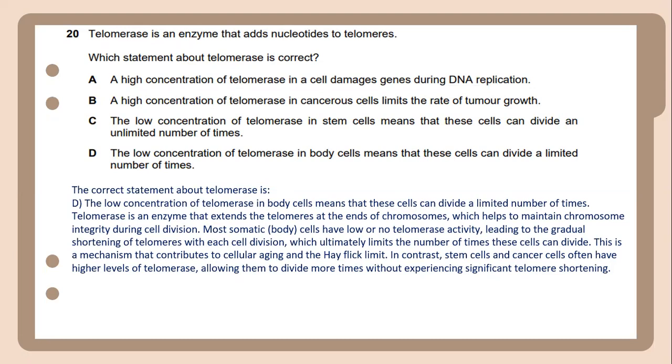Telomerase is an enzyme that extends the telomeres at the end of chromosomes, which helps to maintain chromosome integrity during cell division. Most somatic body cells have low or no telomerase activity, leading to the gradual shortening of telomeres with each cell division, which ultimately limits the number of times these cells can divide. This is a mechanism that contributes to cellular aging and the Hayflick limit. In contrast, stem cells and cancer cells often have higher levels of telomerase, which allows them to divide more times without experiencing significant telomere shortening.